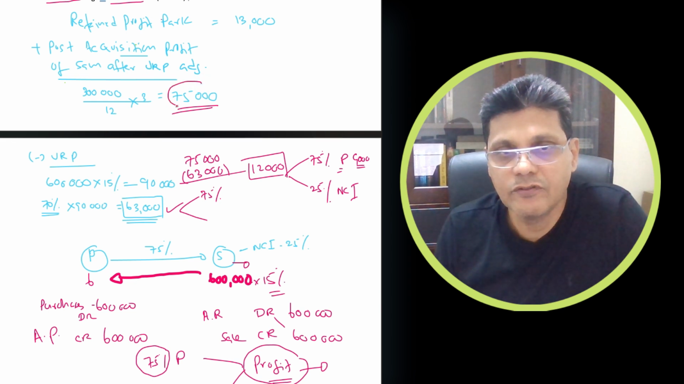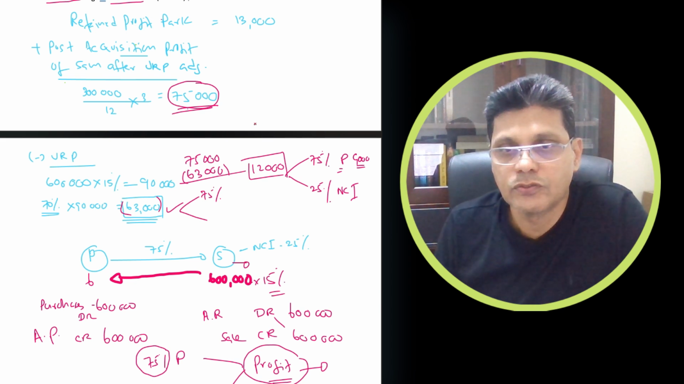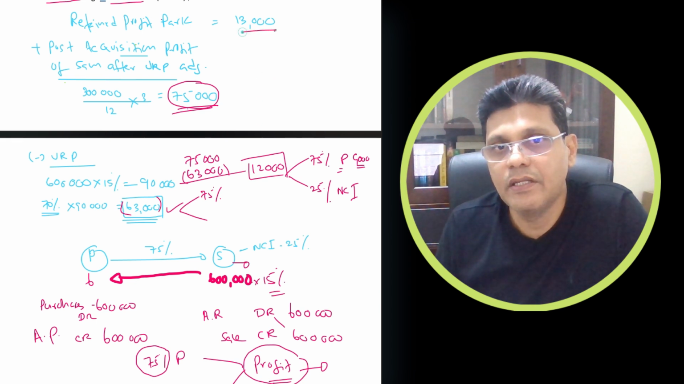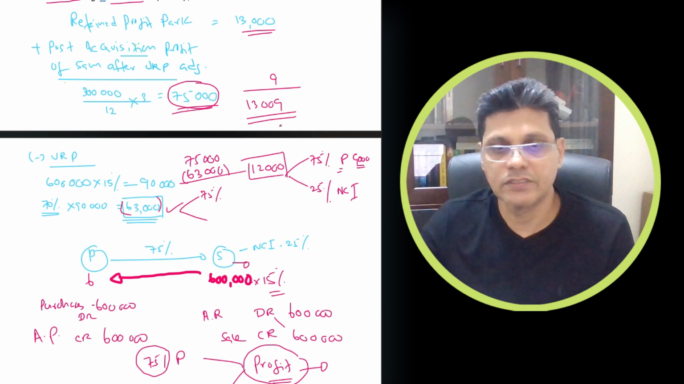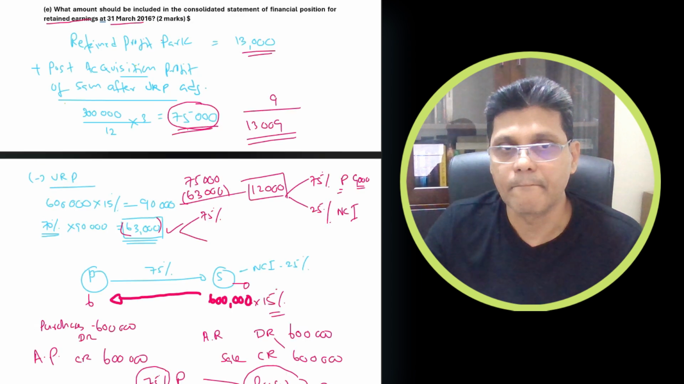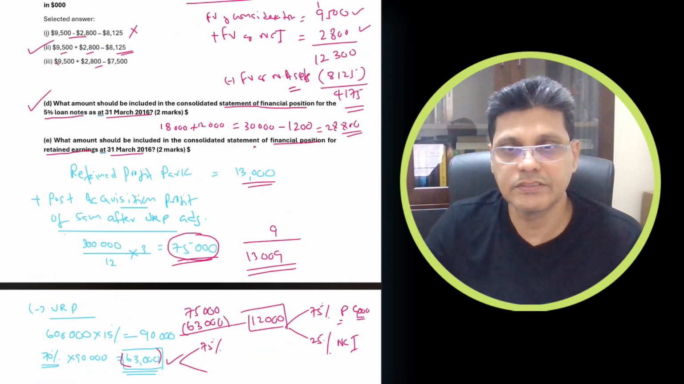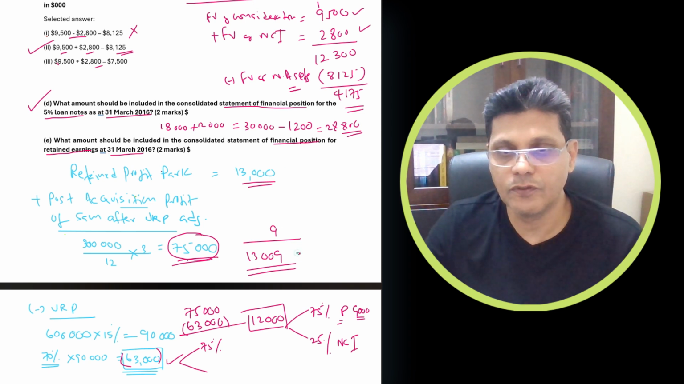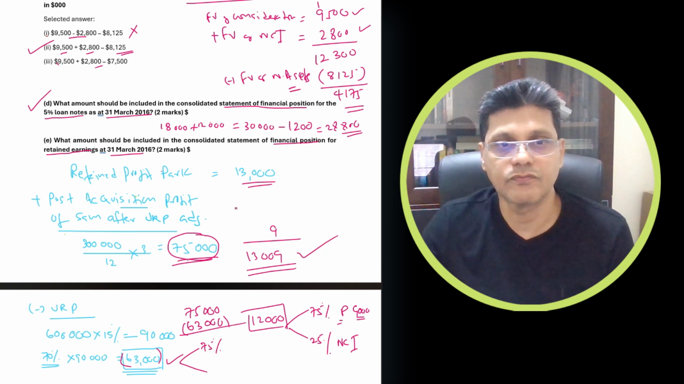So we can't take the entire 75,000 and take 75% of it. What we need to do is from 75,000, eliminate the unrealized profit portion, which is 63,000. And on this 12,000, 75% belongs to the parent company. So therefore, the 9,000, this is in millions. So when you add 9,000, it's going to be 13 million 9,000. Okay. So this is the correct answer for the final question. What amount should be included in the consolidated statement of financial position for retained earnings at 31st March 2016? Which is going to be 30 million 9. So this is the answer for the final part.